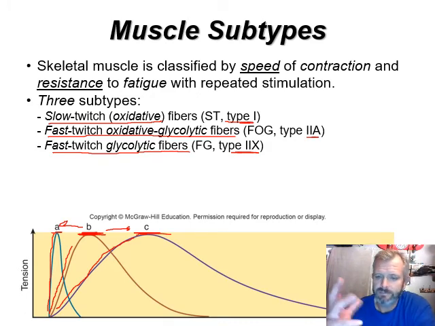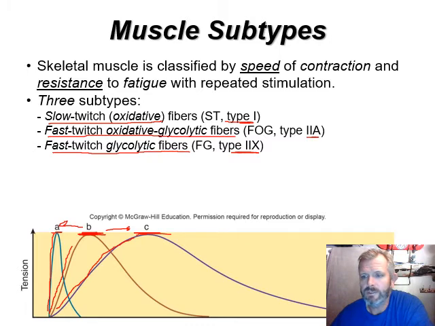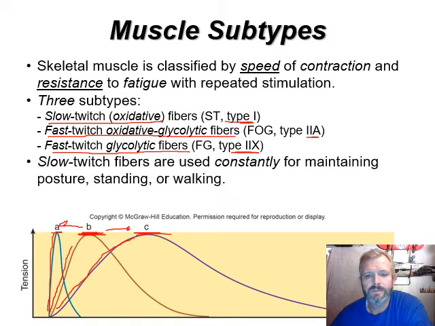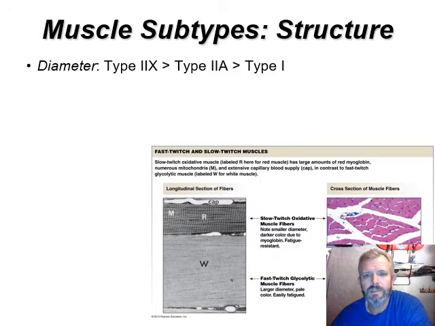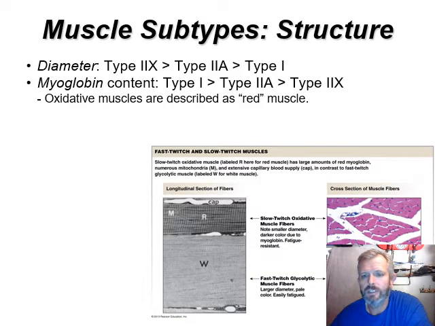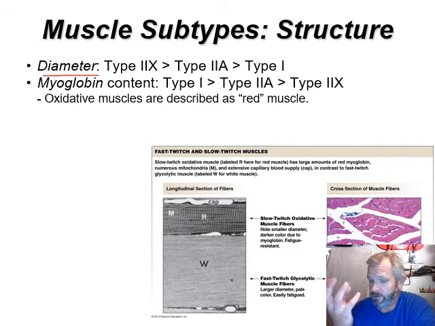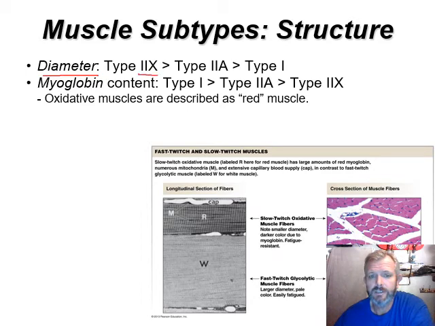Okay, so let's look at some of the properties, some of the characteristics of these muscles to get an idea of what we're looking at for these muscle subtypes. So muscle subtype and structure. Let's look at diameter. Imagine bigger diameter muscles are going to be more forceful. So your fast twitch are thicker in diameter. Your medium and then your slow twitch are smaller in diameter.